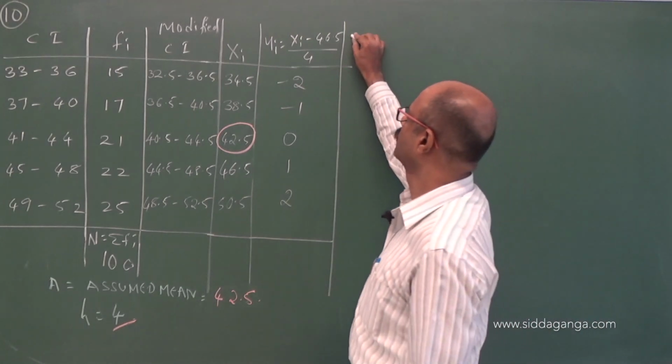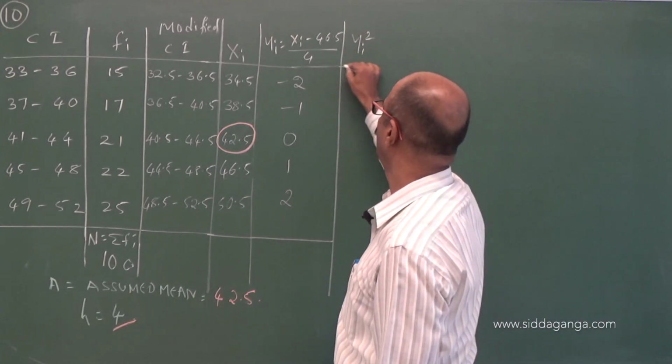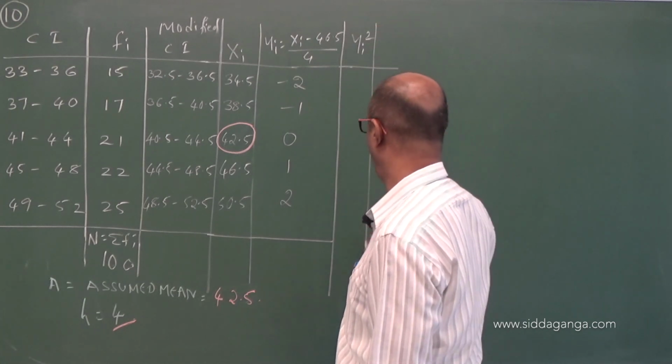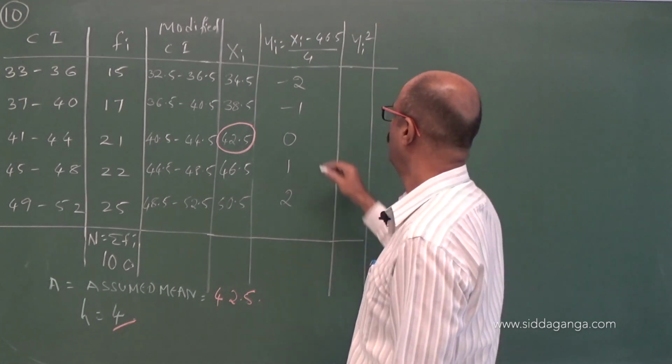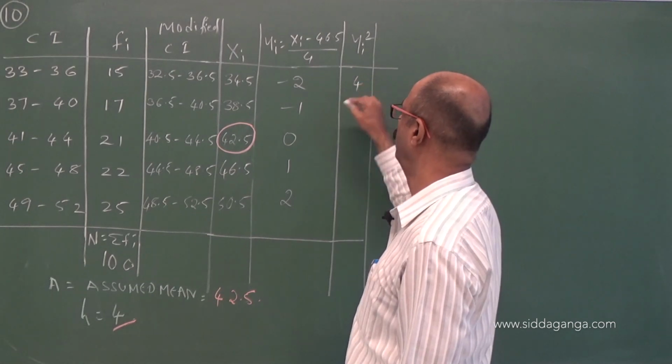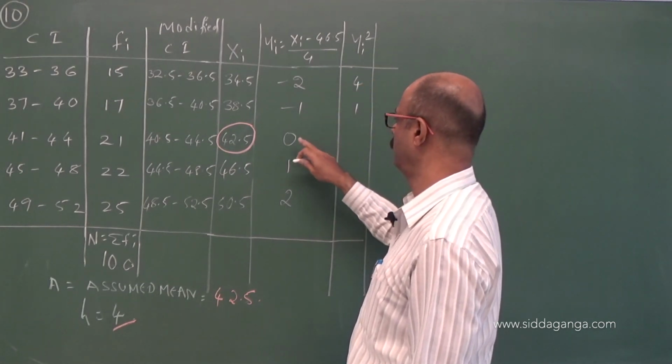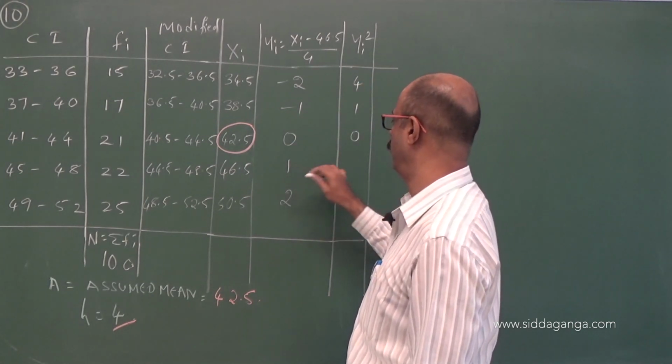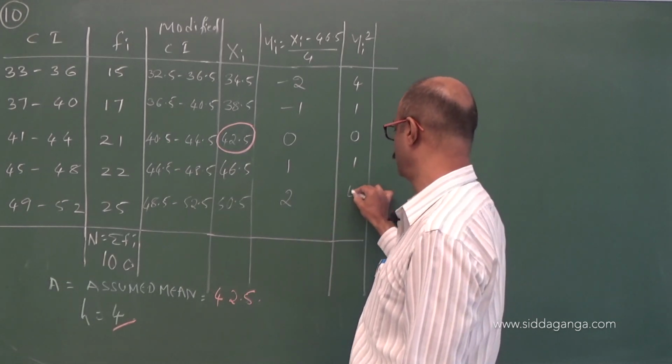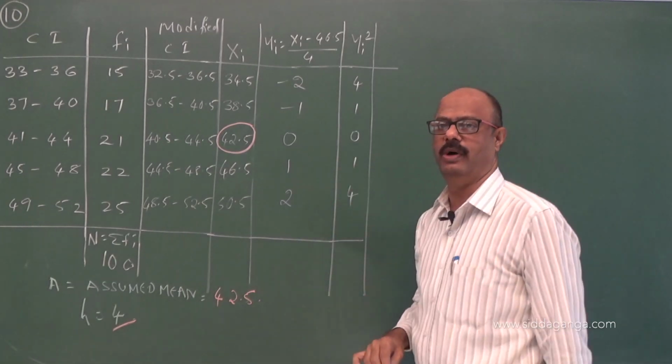Squaring these numbers, we call it yi square. Minus 2 square you will get 4, minus 1 square you will get 1, 0 square you will get 0, 1 square is 1 and 2 square is 4. This is yi square.